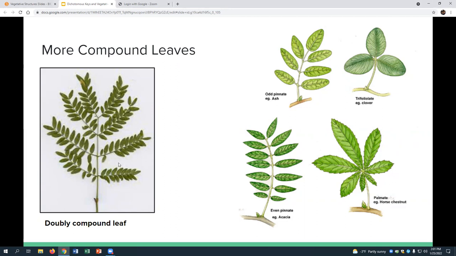And in this case, this whole thing is a single leaf that we're looking at here. So here we see that bud. So this is a leaflet attaching to this central rib, which is then attaching to another one. And then that whole thing counts as one leaf. So it's doubly compound because it's kind of like a fractal, right? We're repeating the same structure over and over.